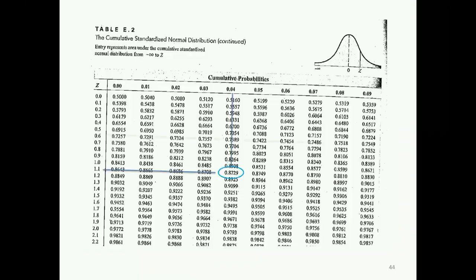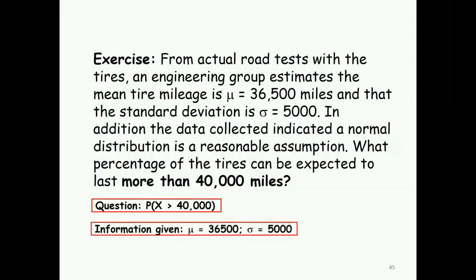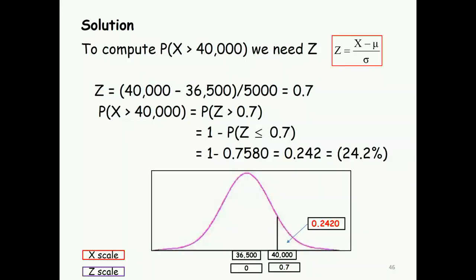Okay, let's go to this question. The probability that X is greater than 40,000 miles. Information given: mu is 36,500, the population mean, and the population standard deviation is 5,000. We apply this formula: 40,000 minus 36,500, divided by 5,000. Keep in mind, the question is greater than. On the X scale, this is the mean, the population mean, and this is the 40,000. When I convert, this is what I got. The question asked is for greater than this one.